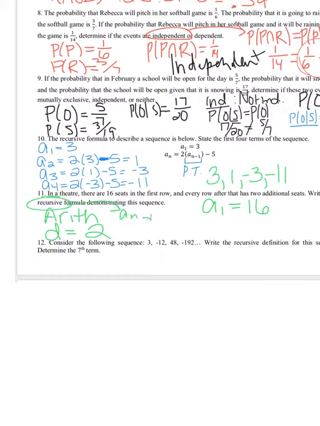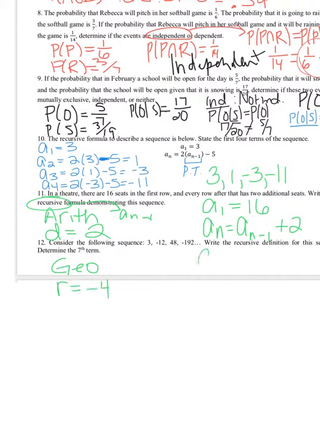Meaning the previous term. What are you doing to the previous term? Here, a sub n is equal to, I am taking the previous term and I am adding 2 to it. That's all. In number 12, we have 3, negative 12, 48, negative 192. Here, the pattern, this is being multiplied by negative 4. So this is geometric, and r is equal to negative 4.